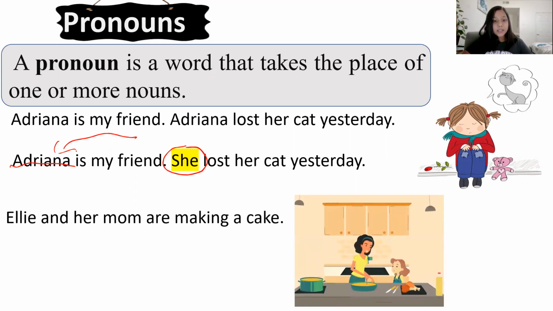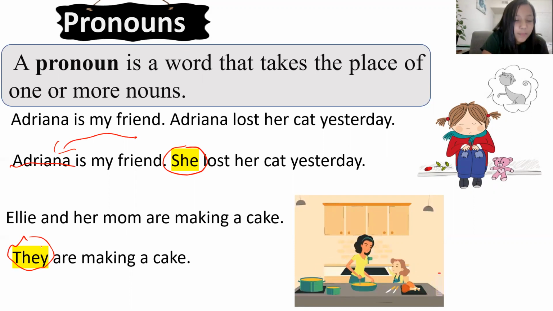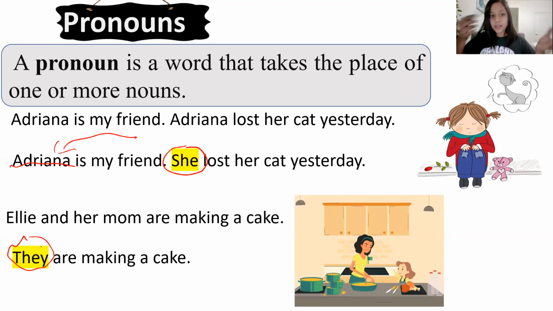Now, Ellie and her mom are making a cake. We can say they are making a cake. Now, here, they refers to Ellie and her mom, both. So Ellie and her mom are both nouns, and they refers to Ellie and her mom. So that means they is the pronoun here.